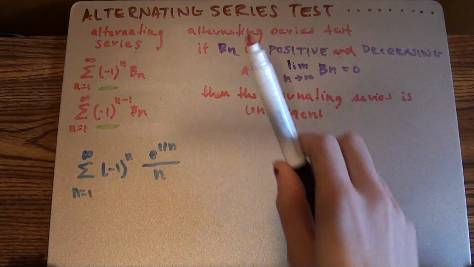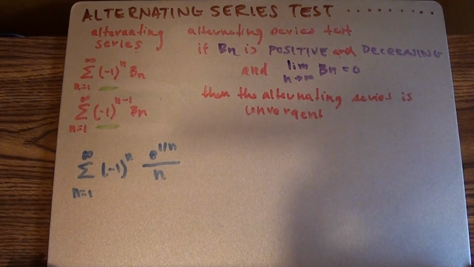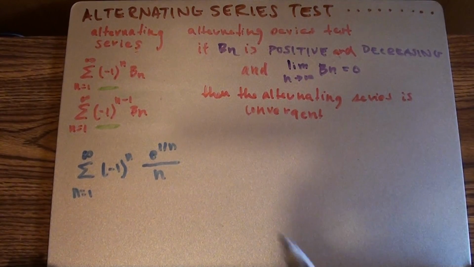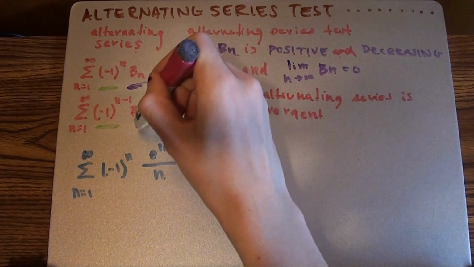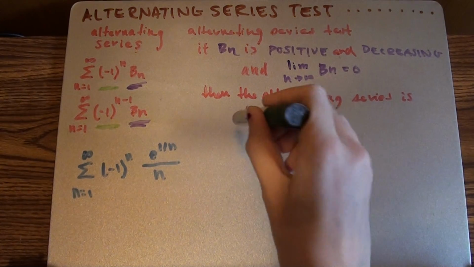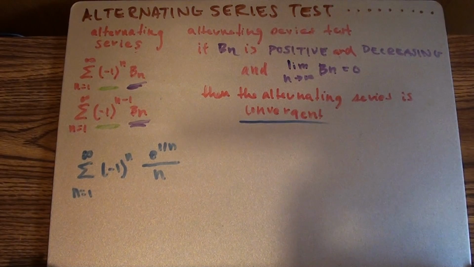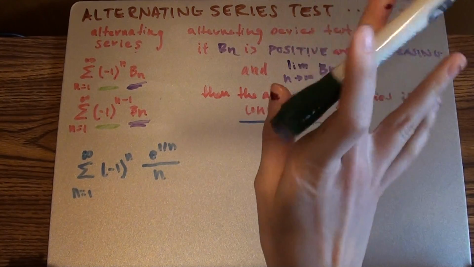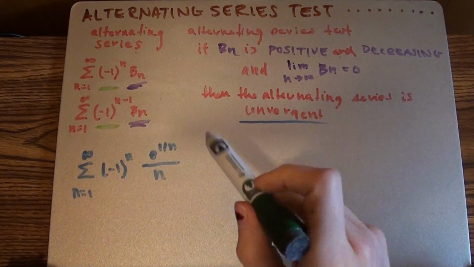So our alternating series test states that if we have our Bn, which is this stuff multiplied after our (-1)^(n-1), if our Bn is positive and decreasing, and the limit of Bn as n goes to infinity is equal to 0, then you conclude that your alternating series is in fact convergent. So let's use this example we have here to demonstrate how this all works out.